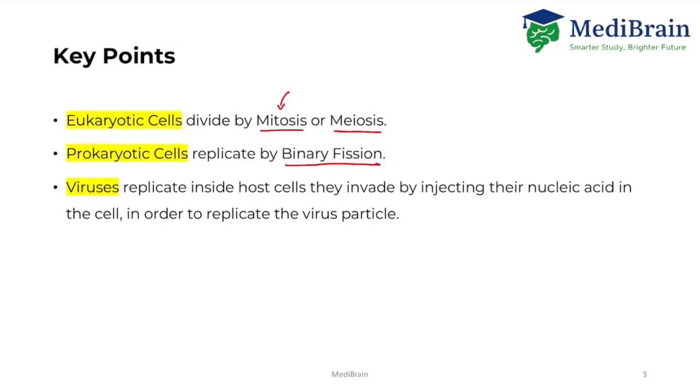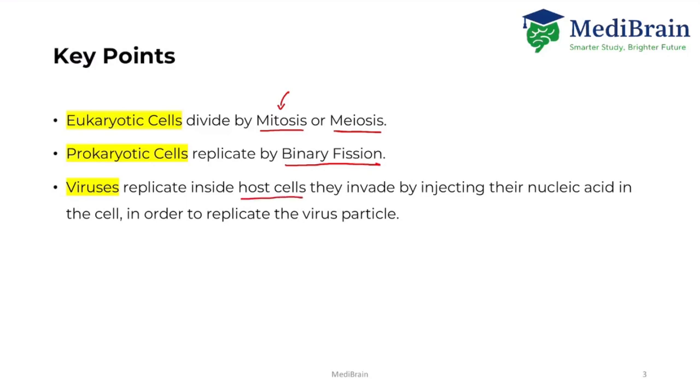So in our first lesson on cells, we looked at eukaryotic cell structure, prokaryotic cell structure, and the structure of viruses. Viruses are very small. They are not really classified as a cell because they are non-living and they don't have any internal organelles. They replicate inside host cells.